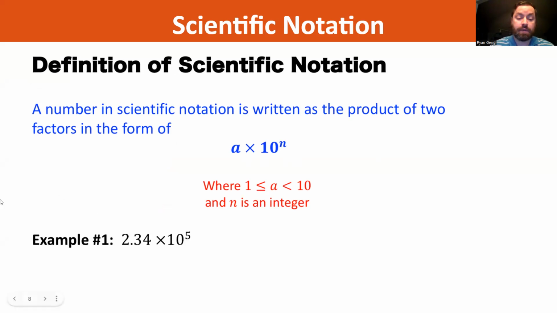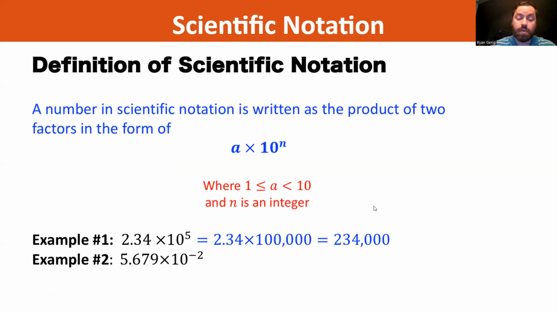Okay, so first one here, 2.34 times 10 to the fifth. Well, 10 to the fifth, if I expand that out, is 100,000. 2.34 times 100,000 is 234,000. Now we wouldn't have to do this middle step. What you can do is move the decimal positive 5, so it means to the right 5. 1, 2, 3, 4, 5. It adds 3 zeros at the end, which is what you see here.